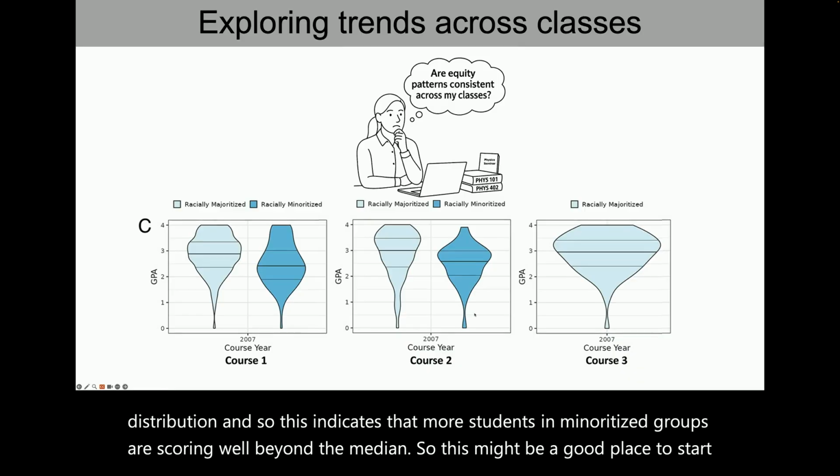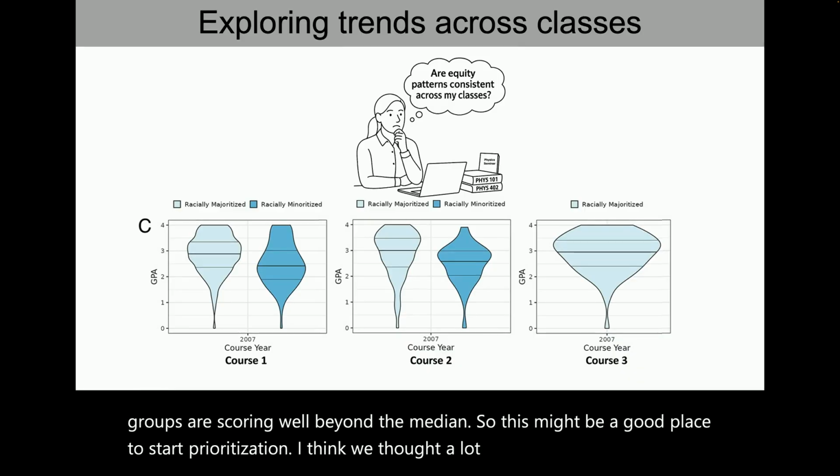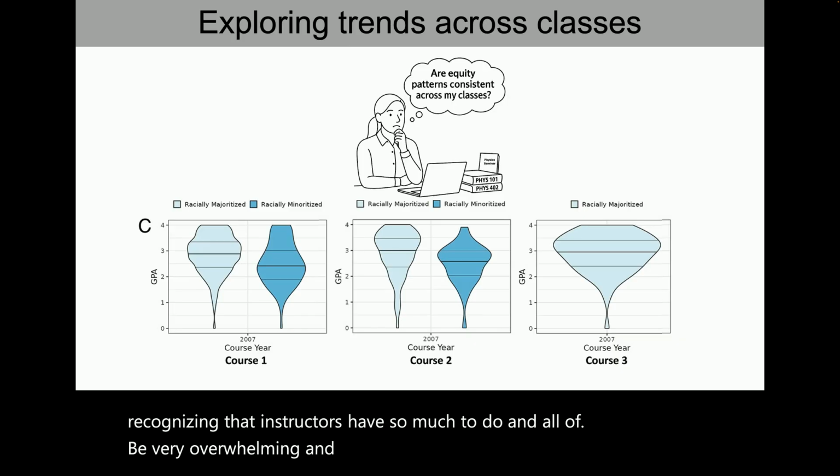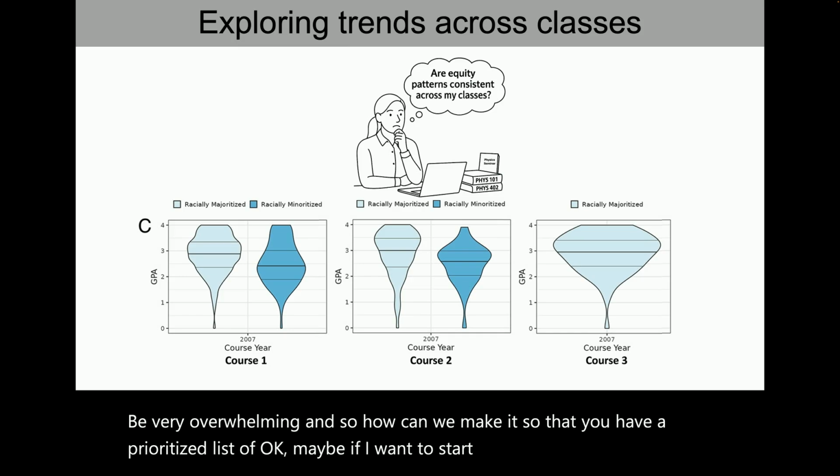We thought a lot about prioritization, also recognizing that instructors have so much to do, and all of this can be very overwhelming. So how can we make it so that you have a prioritized list of, okay, if I want to start something, here's where I could start?